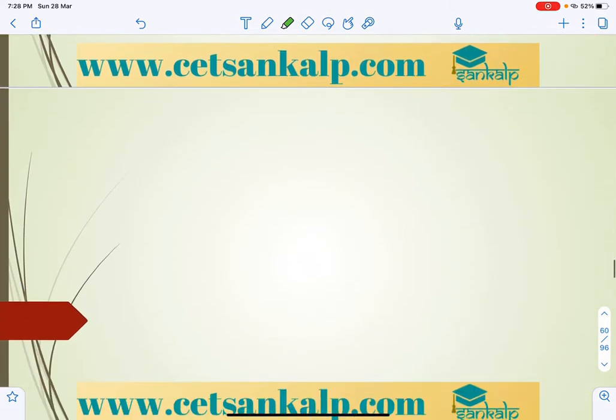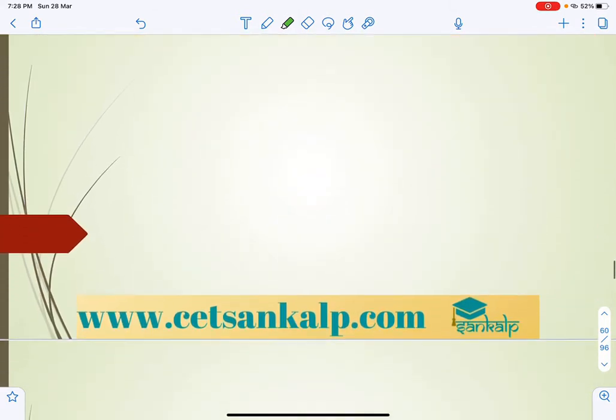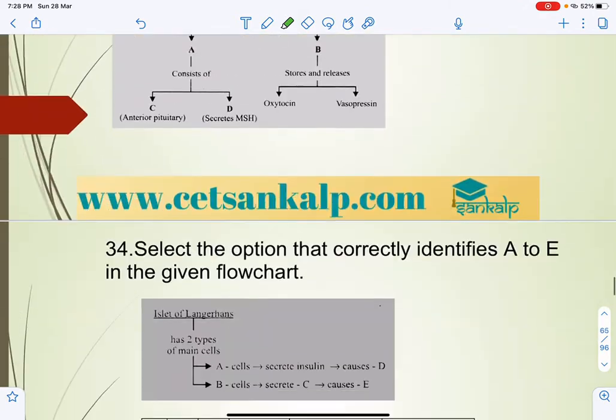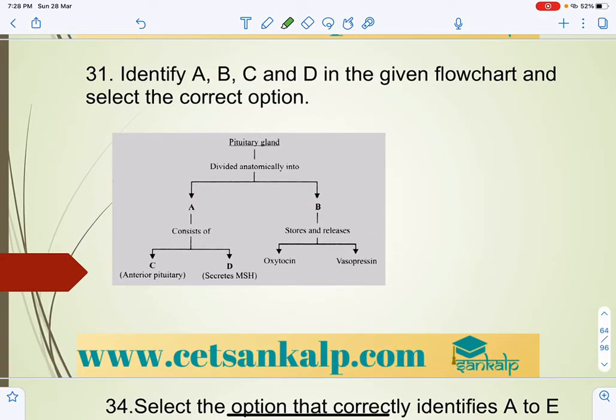So this is one. And bile juice is a secretion which is without enzymes. So let us take some questions related to these topics that we discussed.